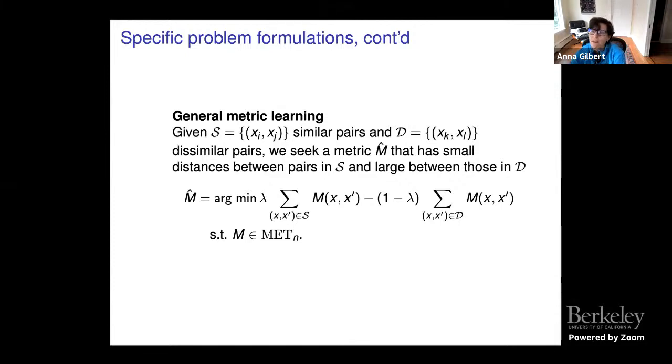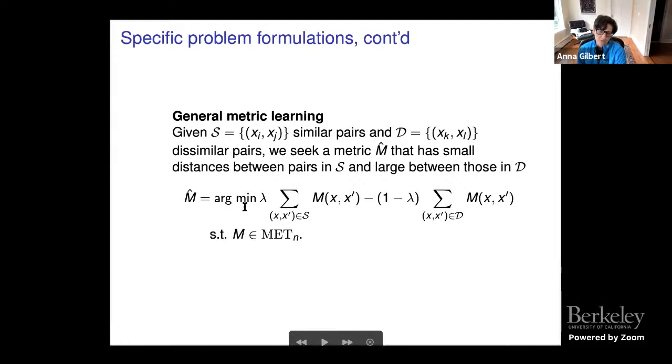Okay, so here's a general version of the original metric learning problem, which is you're given two sets of pairs of data points. The first set of pairs is those that are similar, and the second set is those that are dissimilar. And you wish to find a metric that has small distances between those pairs that are similar and large distances between those that are dissimilar. So one very natural objective function to try and optimize says, look, I have some weight lambda.